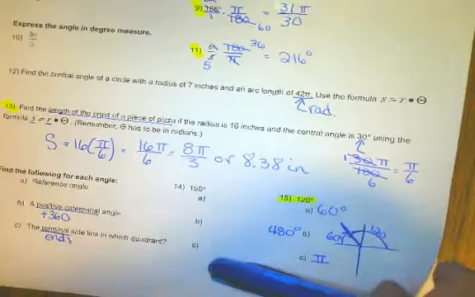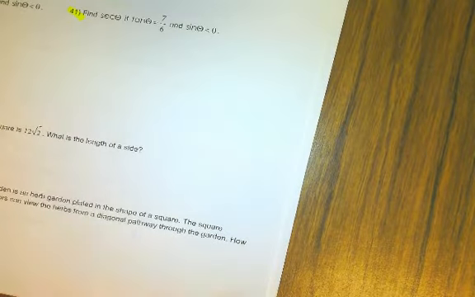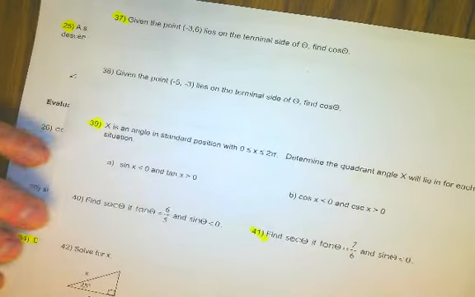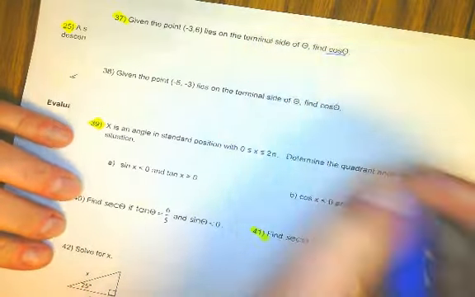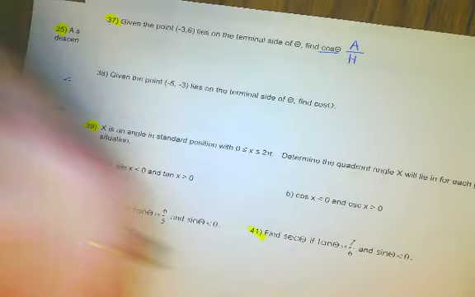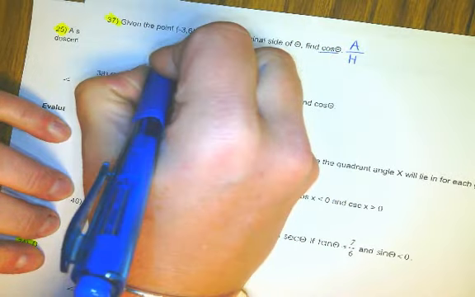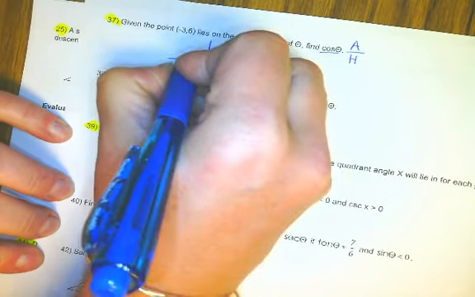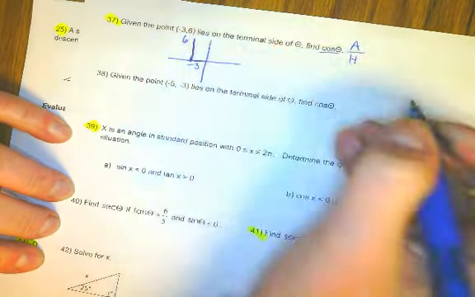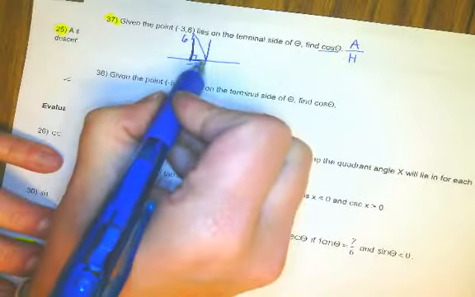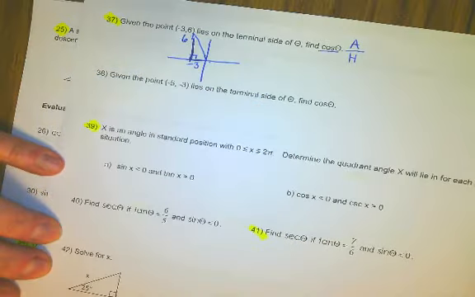Okay, let's move on. So this one here, they're giving me a point that lies on the terminal side of theta, and then they want me to find cosine. So remember, cosine is A over H. All right, so I'm going to draw a coordinate plane. I'm going to put a point at -3, and then up 6, okay? And then I'm going to draw my triangle. Okay, so that's my triangle. So I went over -3, up 6.